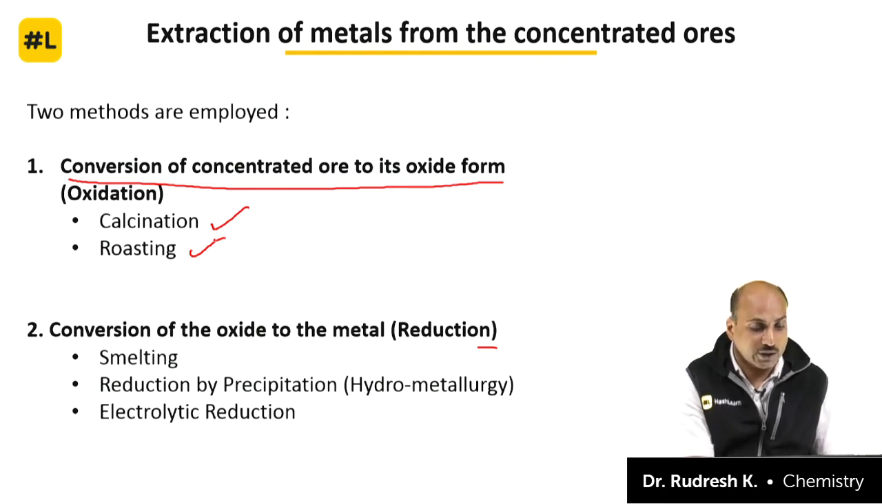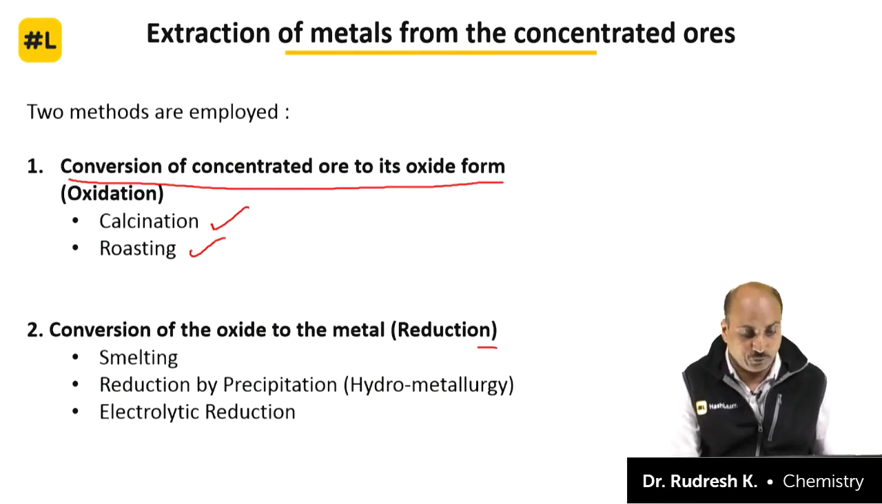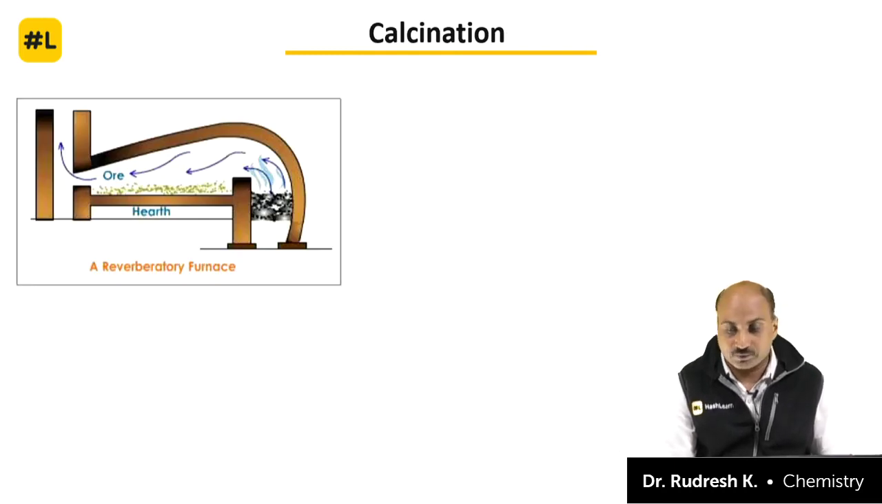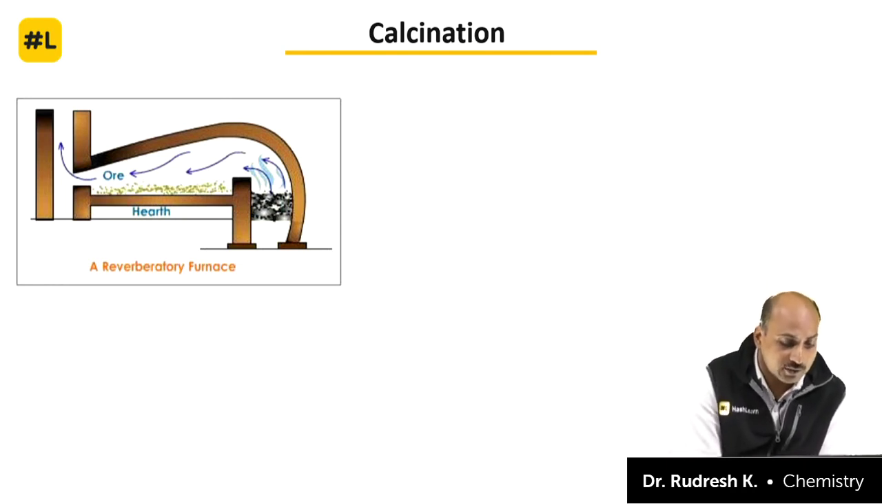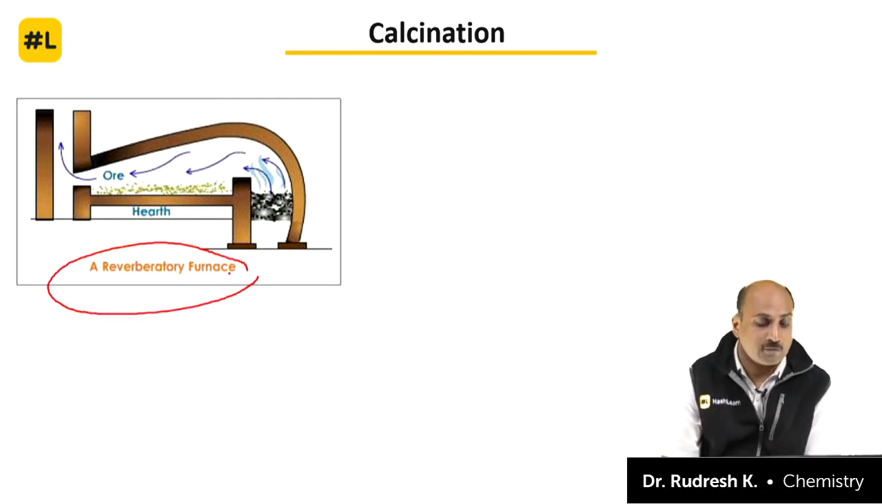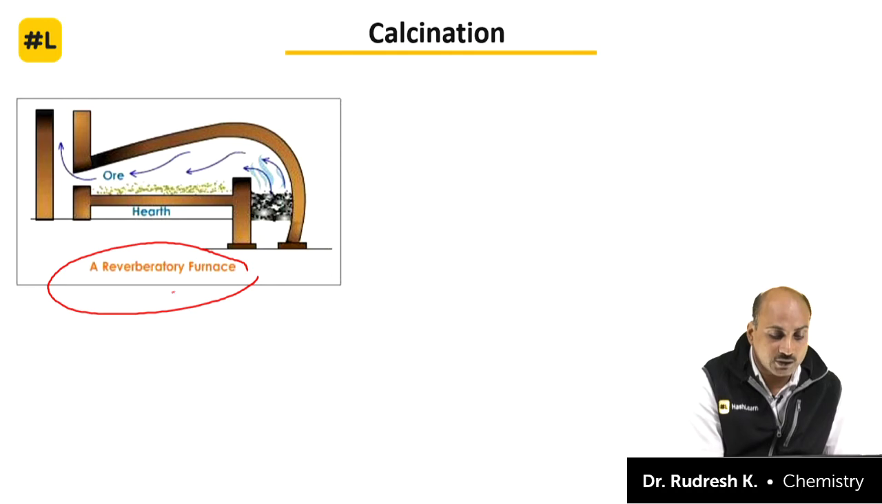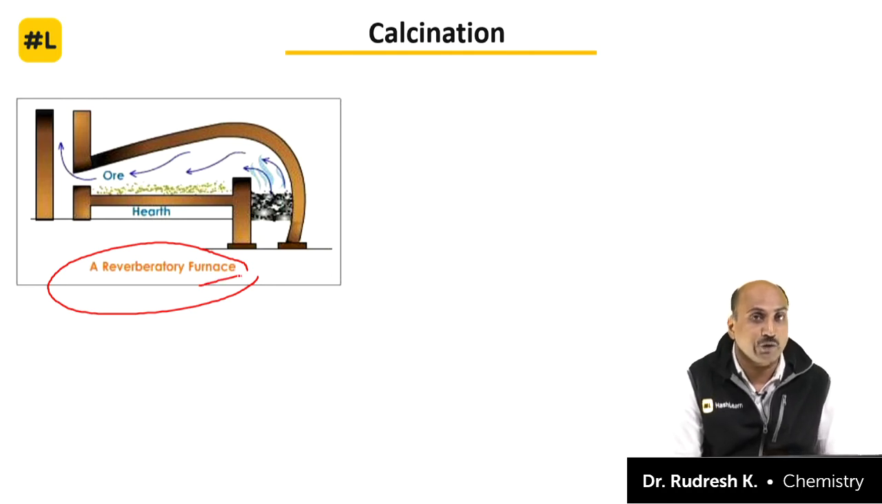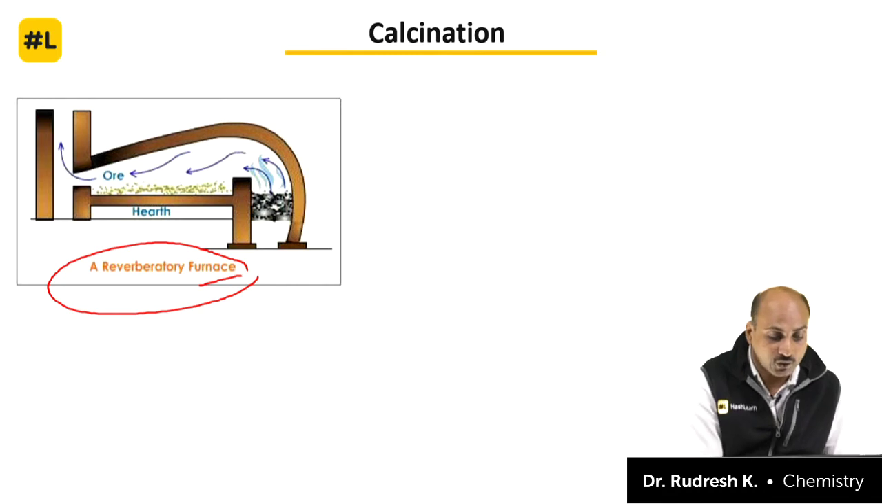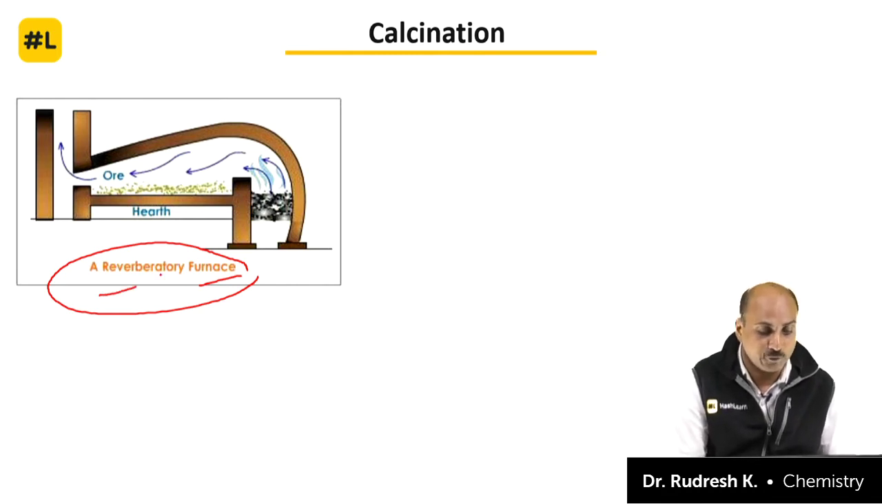So we are talking about calcination and roasting first. Coming to calcination, it is done by using a special apparatus called the reverberatory furnace. Okay. Here we are not talking about simple techniques; these are huge and very large equipments. They are called furnaces, especially when the temperature goes very high, more than 800 degrees. Then we call them furnaces. That is the reason we call it a reverberatory furnace.